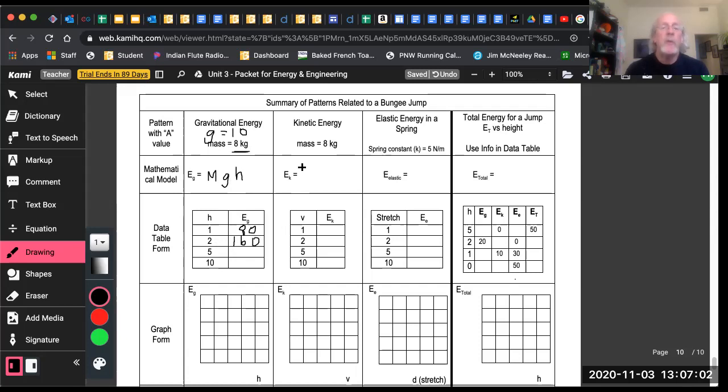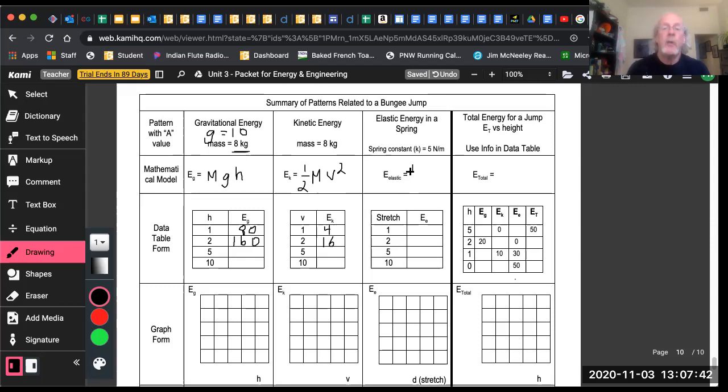If we go over to the next one, kinetic, our equation for kinetic, you can get this from our word wall, is 1/2 the mass times the velocity squared. So we have to square the velocity. I'm going to suggest you start at this right side. So velocity is 1, 1 times 1 is 1, times the mass of 8 is 8, and take half of that, and the energy is 4. Let's do another one. Velocity is 2, so 2 times 2 is 4. 4 times 8 is 32, and half of that is 16. All right, so you can fill out the rest of those.